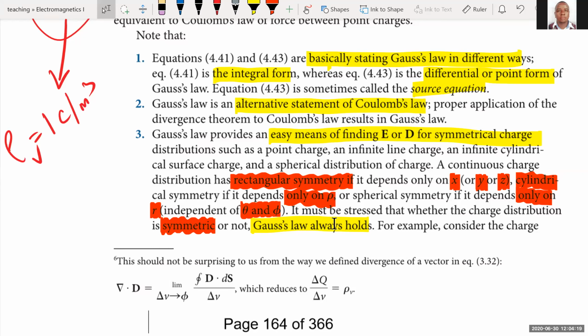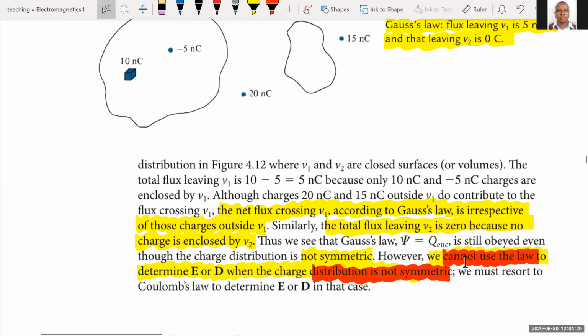But you cannot use Gauss law to find E or D unless the charge distribution is symmetric. That point you'll see shortly, so don't get worried. And that is the point I'm actually trying to say here, that we cannot use the Gauss law to determine E or D when the charge distribution is not symmetric.